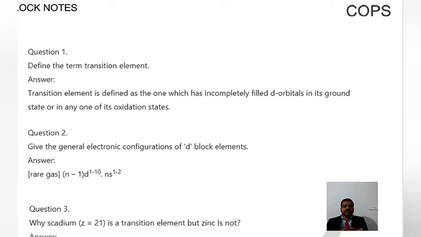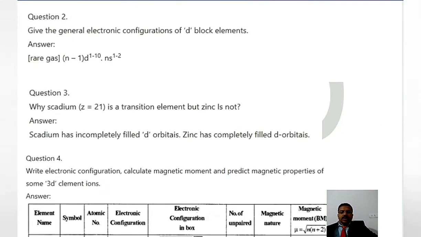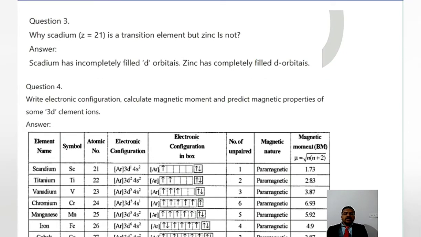That means it should be in the range of d1 to d9 in its ground state or in any one of its oxidation states. The second question is, give the general electronic configuration of d block elements. And the answer is the rare gas configuration plus (n-1)d1 to 10 ns1 to 2. The third question is, why scandium with atomic number 21 is a transition element but zinc is not? The answer is simply, scandium has got incompletely filled d orbitals. On the other hand, zinc has got completely filled d orbital.